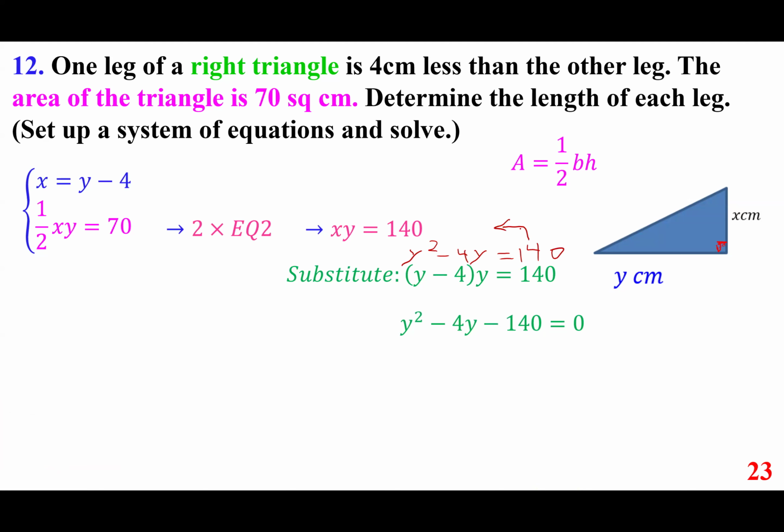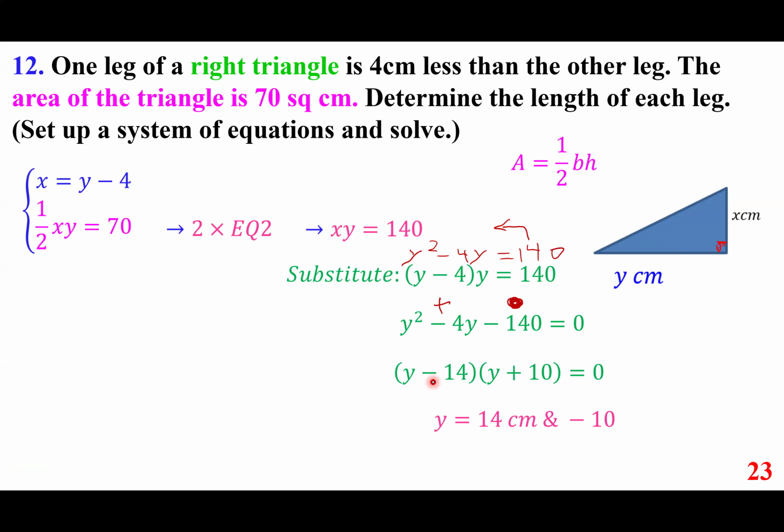Move this. Now we want two numbers. The product must be negative 140. The sum must be negative 4. The answers are negative 14 and positive 10. So there are two possibilities. Y is positive 14 or Y equals negative 10.